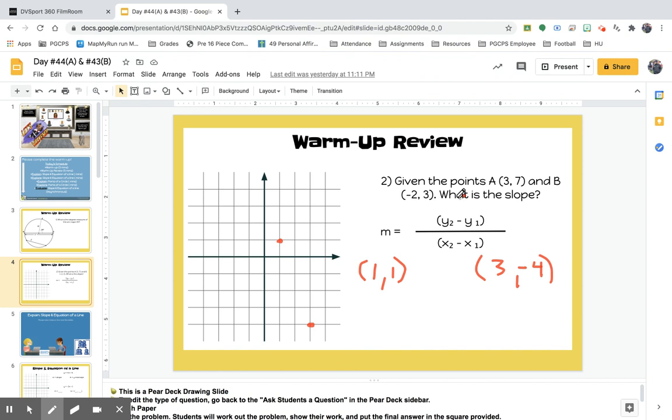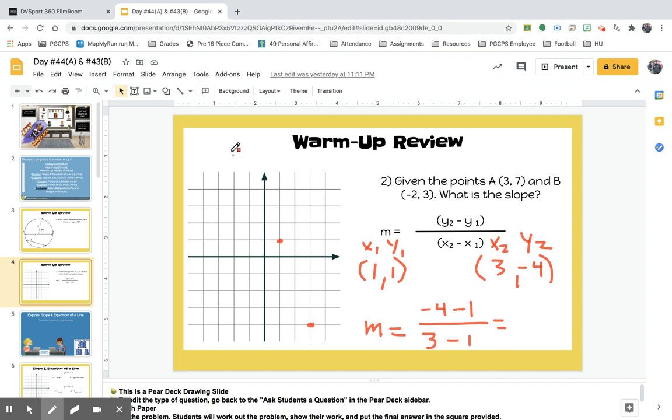And so I use this formula right here: y2 minus y1 over x2 minus x1. So we know right now this is my x1, this is my y1, this is my x2, this is my y2. So m is equal to negative 4 subtracted by 1 divided by 3 minus 1.